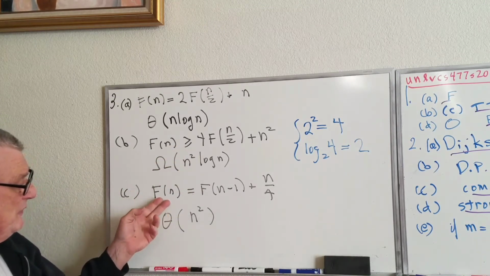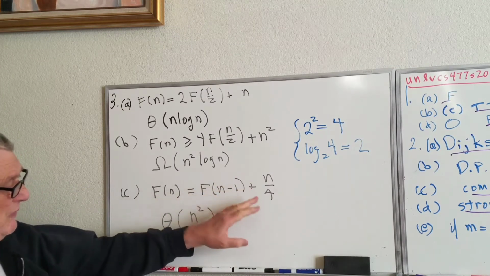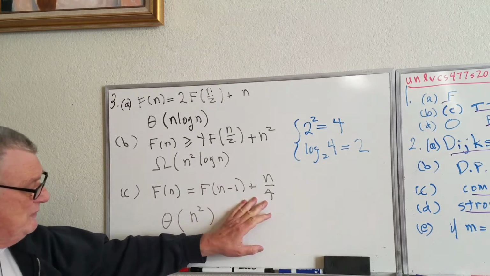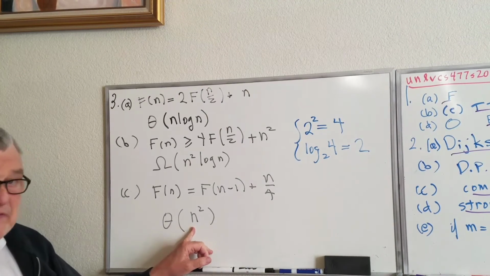On this one, it is a simple antiderivative. f of n minus f of n minus 1 is n over 4. So it should be n cubed over, no, n squared over 8, which of course is theta of n squared.